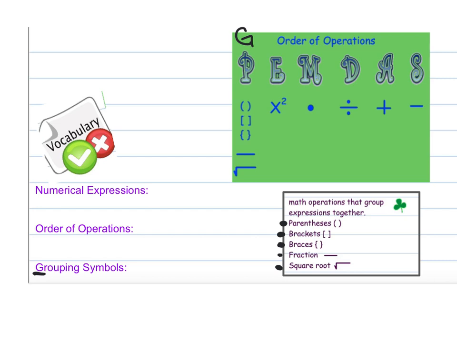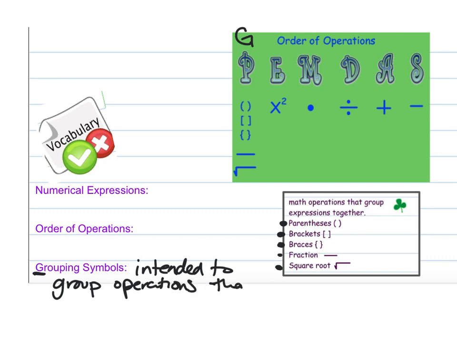So those are different grouping symbols, and those are intended to group operations that should happen first. So we have a clear order of things generally when we're going through, kind of like a checklist, which I love, that we would do groupings, exponents, multiplication and division, left to right, addition and subtraction, left to right.